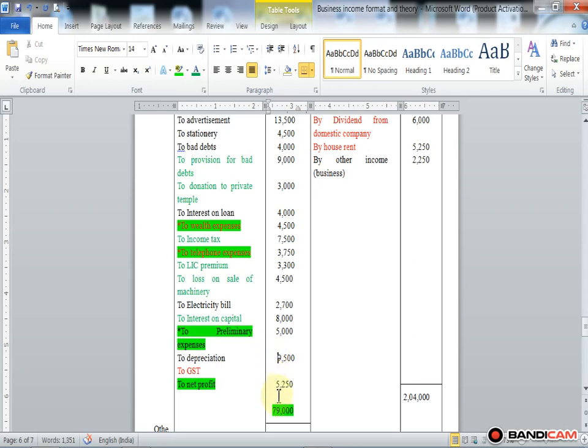So GST is a business expense. Okay, remember this. GST is related to business. It means it is a sales tax. So sales tax is related to business expenses. Now sales tax is replaced by GST. So GST is related to business expenses. GST is paid on purchase of any material related to the business. So GST is allowed as a business expense.